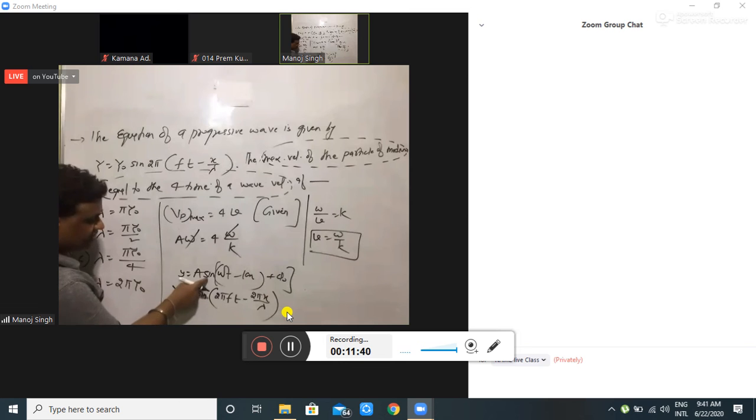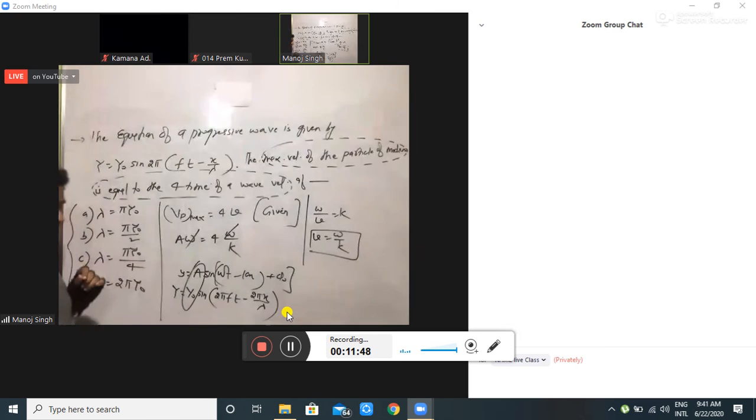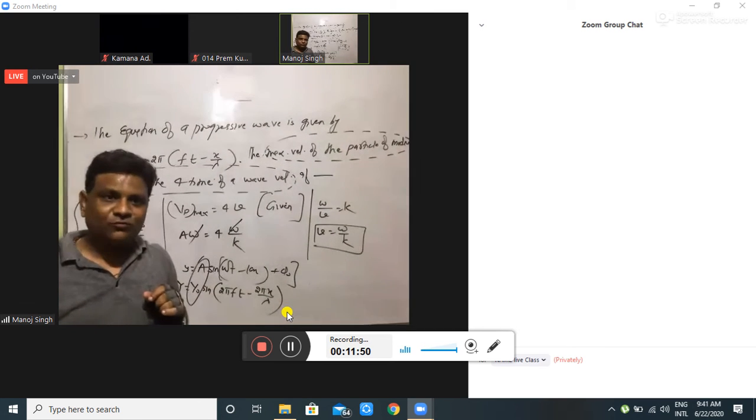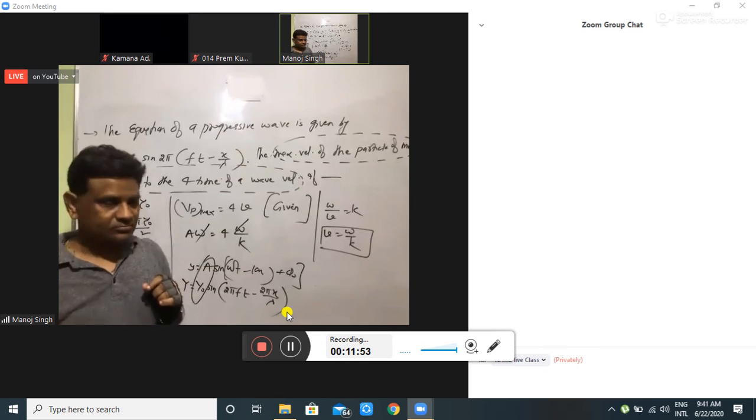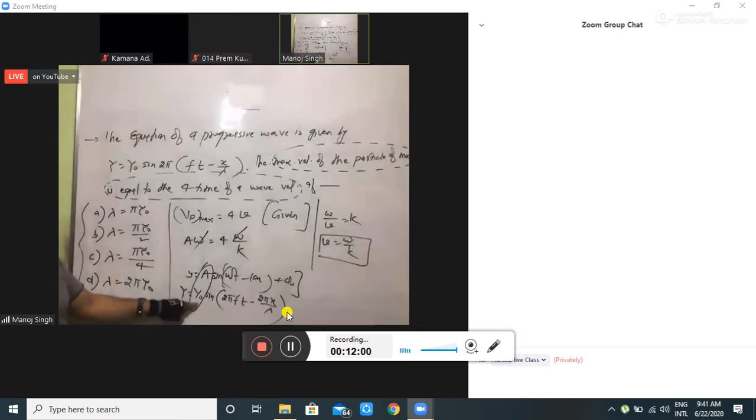Now comparing this equation in this form with the general one, the value of a is equal to y naught. Comparing these two relations, amplitude is equal to y naught.